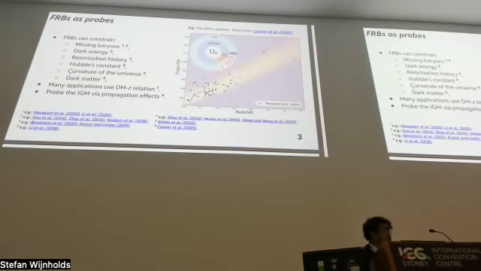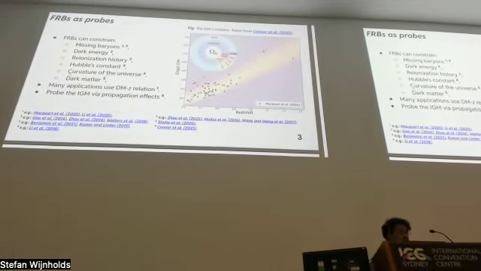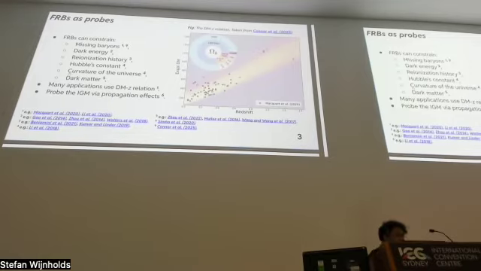So FRBs can act like probes because they are at cosmological distances. When they travel through the interstellar medium and the intergalactic medium, you can get a lot of information about them. And because they have high redshifts, they can be used as cosmological probes to study the missing baryon problem, dark energy, the reionization history of the universe, etc. Many of these applications require FRBs to be precisely localized. Then we can have a statistically broad set of localized FRBs, which can be used to study the cosmological history of the universe.